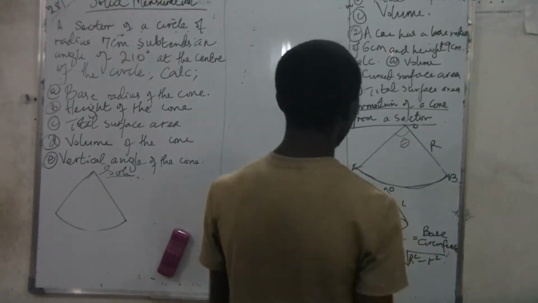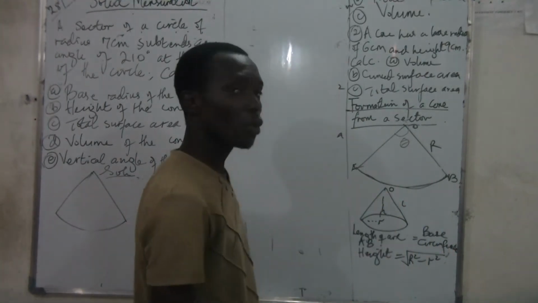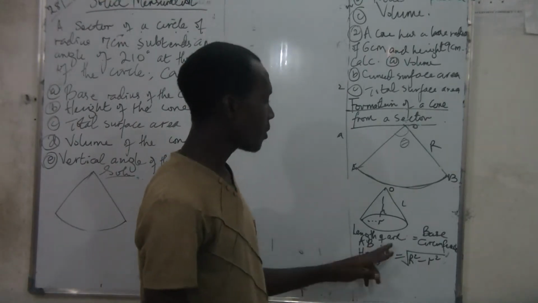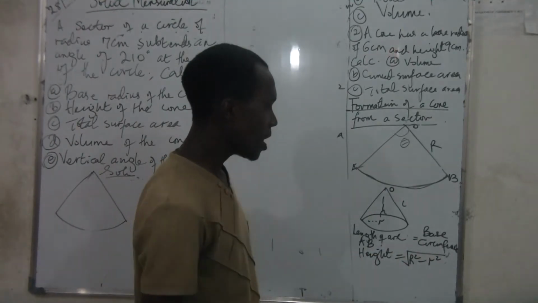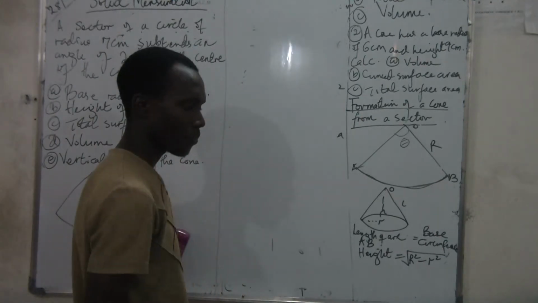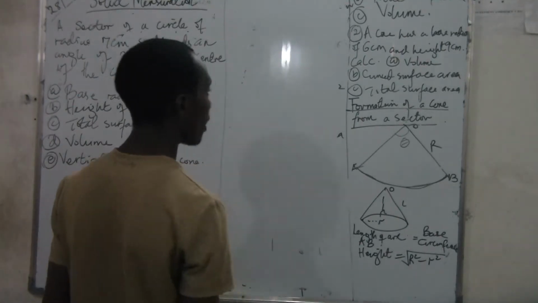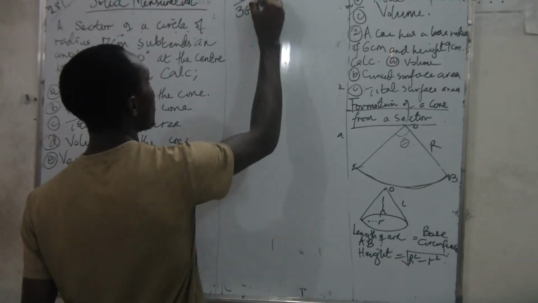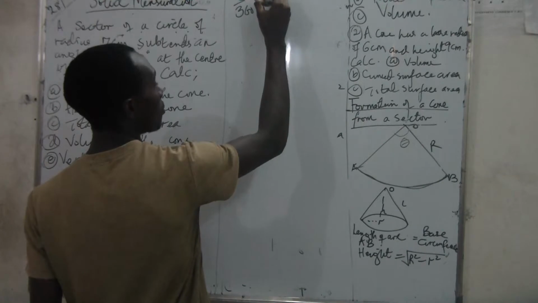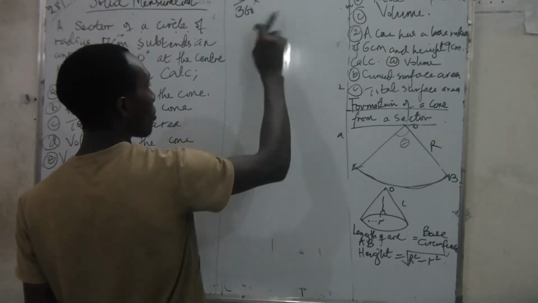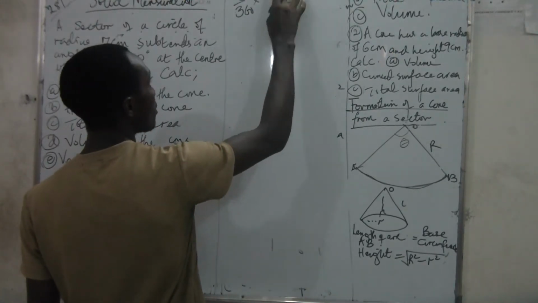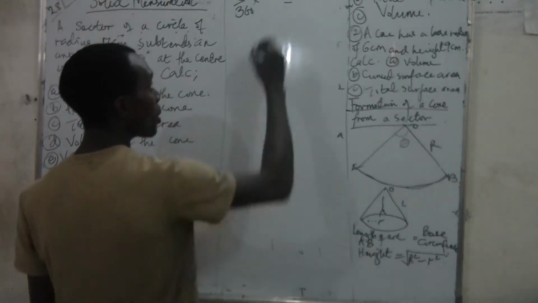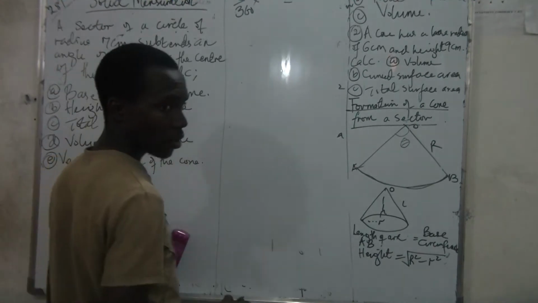Here we have the formation of a cone from a sector, and we said that the length of the arc is equal to the base circumference. So the length of arc, what is the formula for the length of arc? Theta over 360 times 2 pi R, because it is part of the circumference. This R becomes the radius of the large circle. Do you understand?